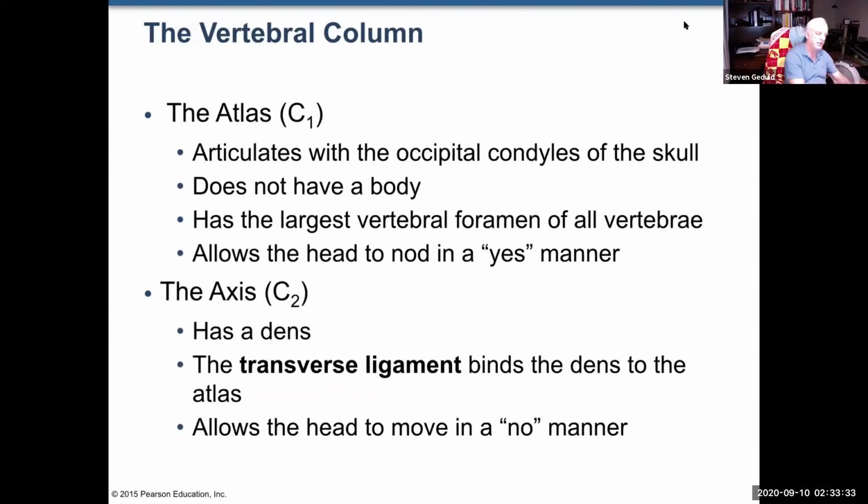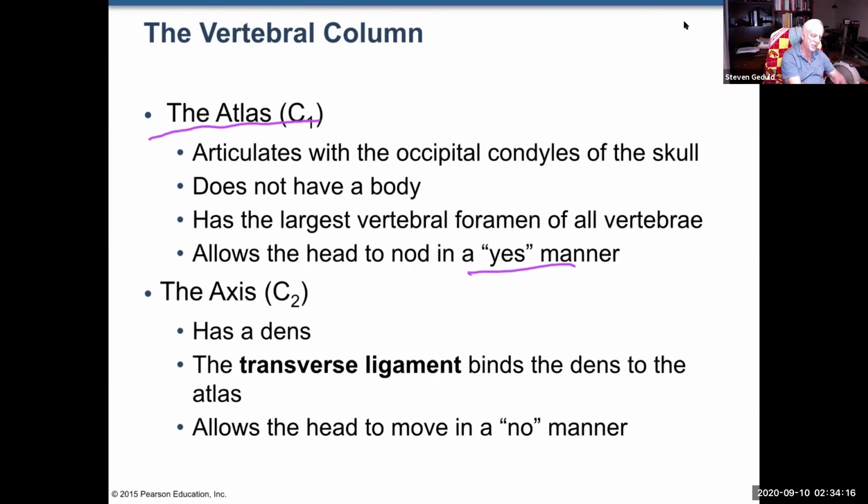C1, this is called the atlas. It articulates with the occipital condyles of the skull, and those occipital condyles we looked at on the occipital bone of the skull. It does not have a body, just has this disc. It has the largest vertebral foramen of all the vertebrae, which makes sense. That's where the spinal cord comes down in the largest part, because it gets smaller and narrower as it goes down. So the largest opening of any vertebra is your atlas. It allows the head to move up and down. It allows you to say yes. That's what the atlas does.